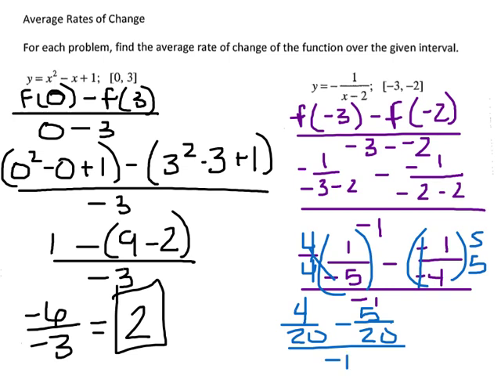And divided by negative 1. So negative 4 minus 5 will be negative 1 over 20. Negative 1 over 20 divided by negative 1 will just be 1 over 20.